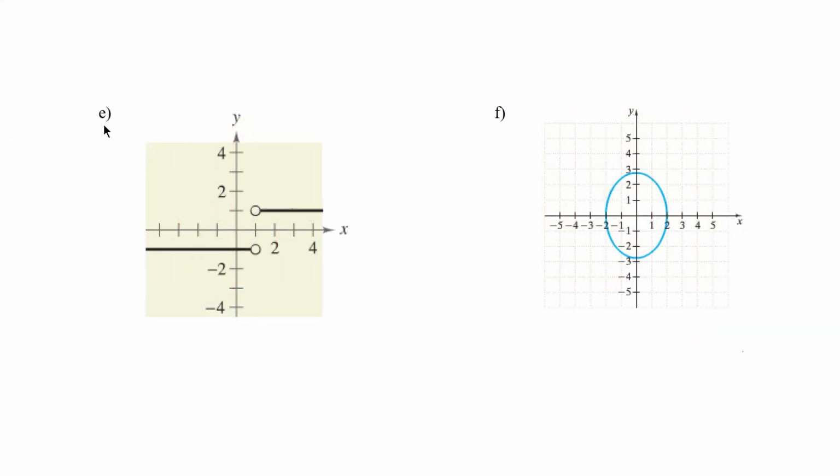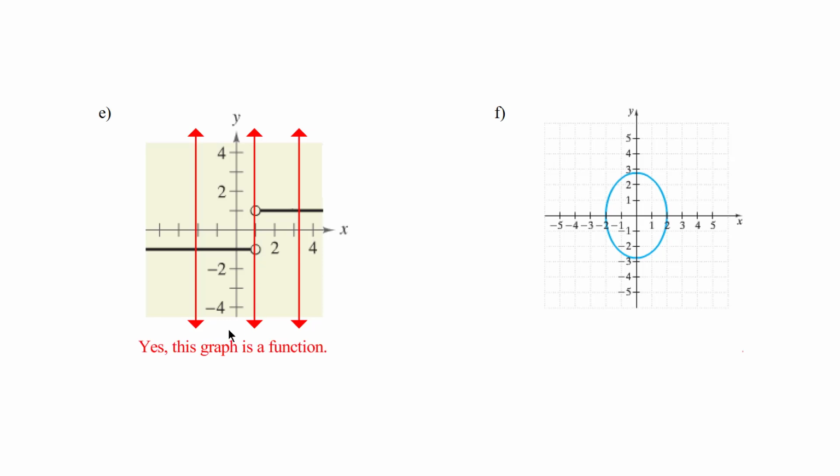Moving on to part E, again we have another piecewise graph. And you can see here, no matter where you draw a vertical line, you would only cross this graph once. The only part that may be questionable is right there in the middle where we have 2 open circles. But remember, the open circle means that we don't include those points as part of the graph. So really, drawing a vertical line through those 2 open circles does not cross the graph at all. So yes, this is the graph of a function.